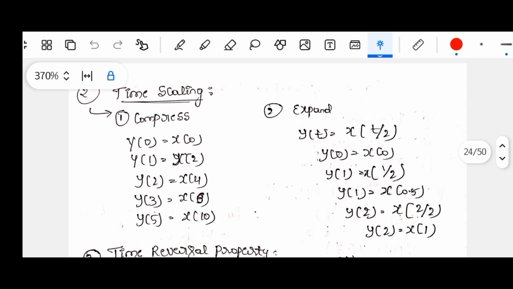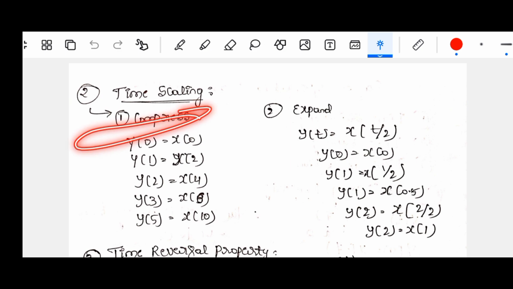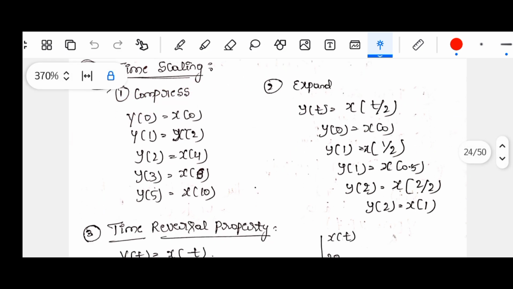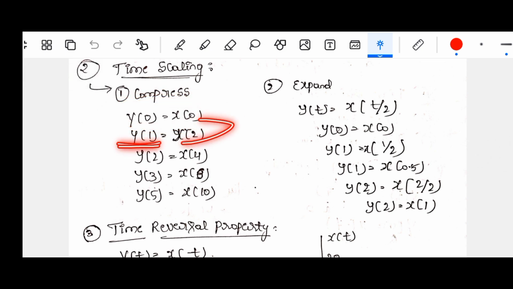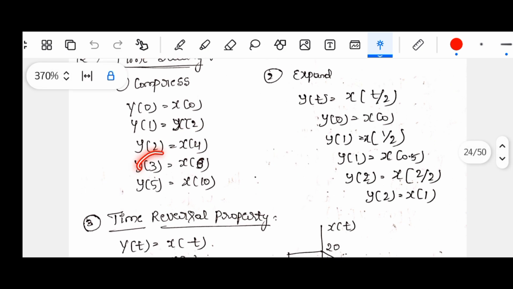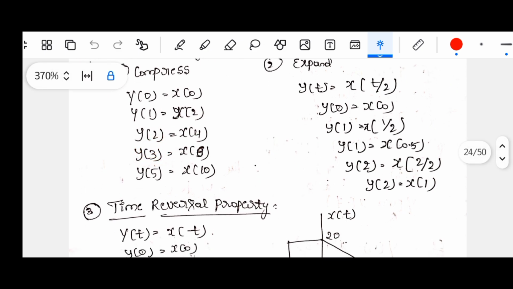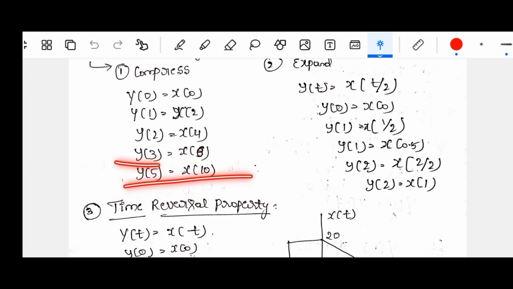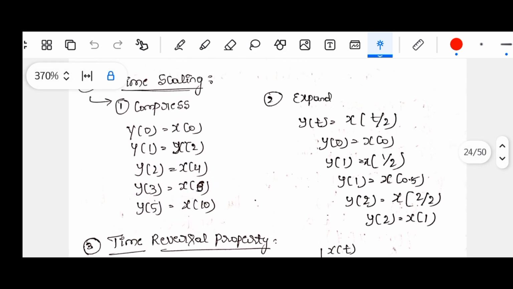Next one is time scaling. In this time scaling, basically we will see two types. First one is compress and another one is expand. What happens in a compress? y of 0 will be x of 0, y of 1 will be 2, y of 2 will be 4. Here we multiply with the same number. 2 into 2 will be 4, 3 into 2 will be 6, 5 into 2 will be 10. We have to multiply with 2. 5 into 2 will be 10, 3 into 2 will be 6, 2 into 2 will be 4, 1 into 2 will be 2. So this is a compress.